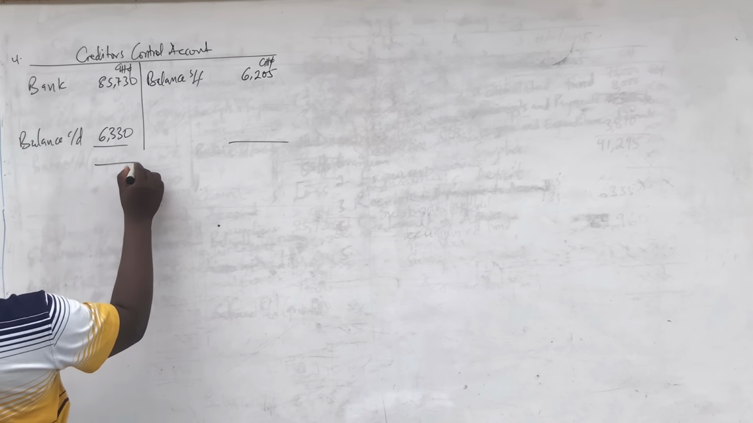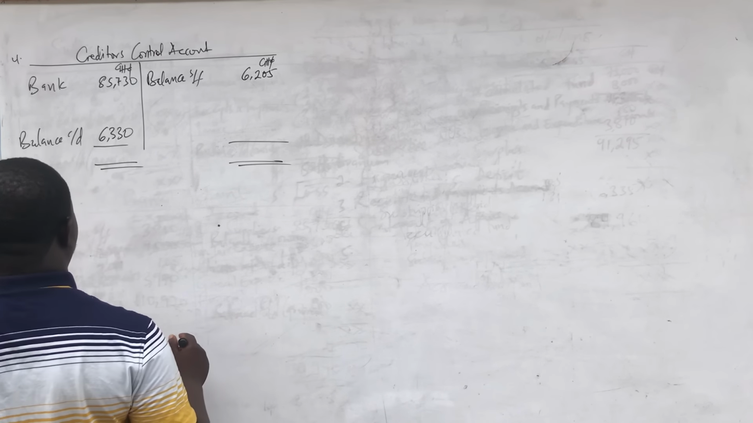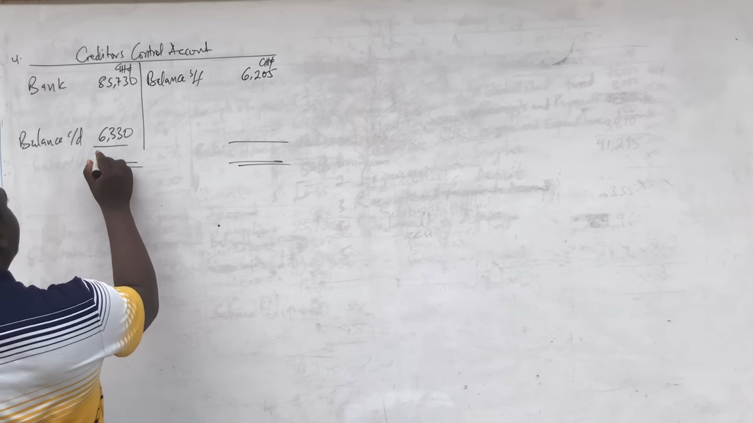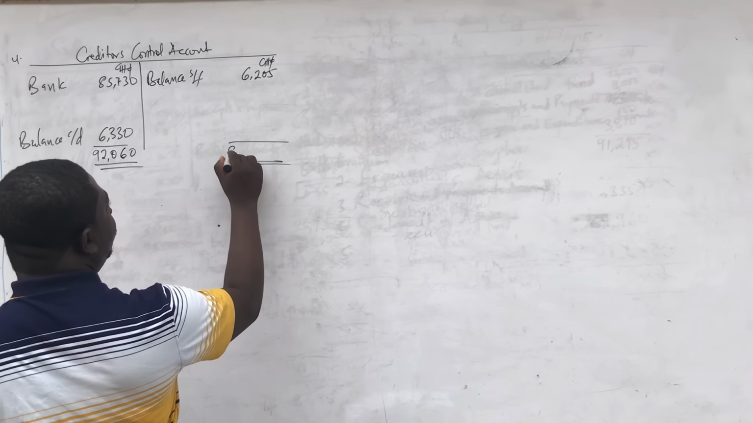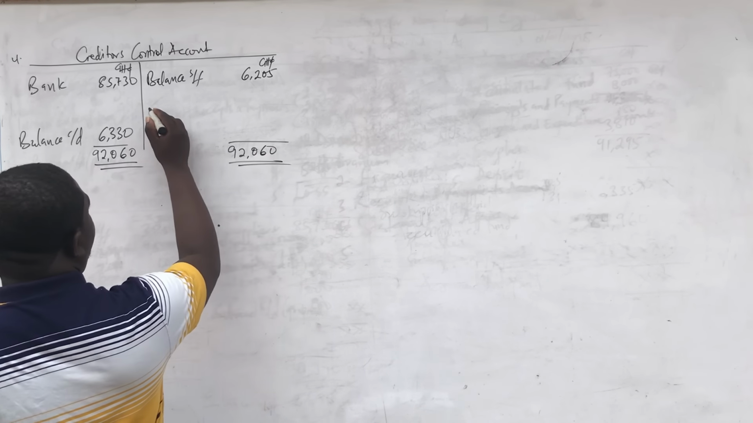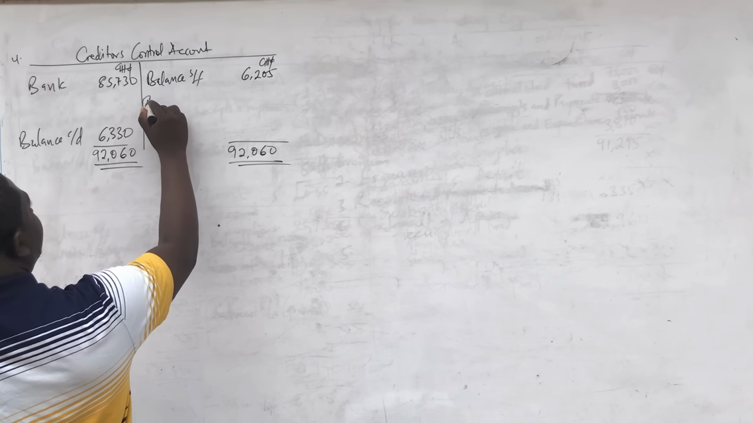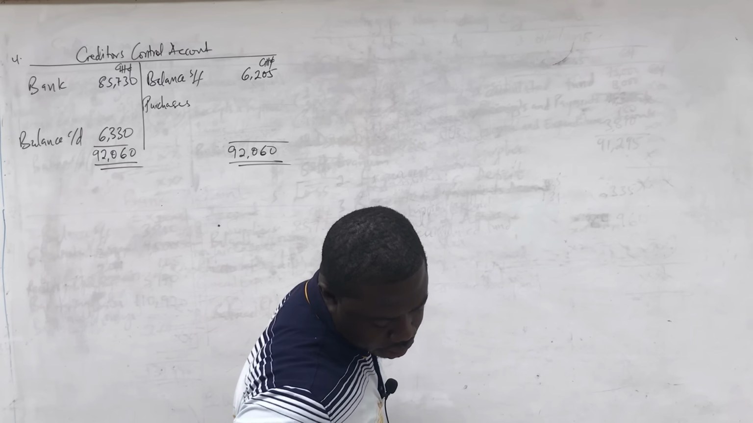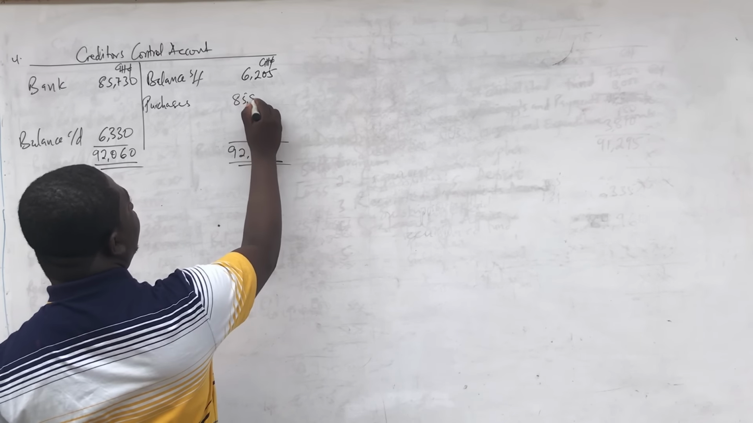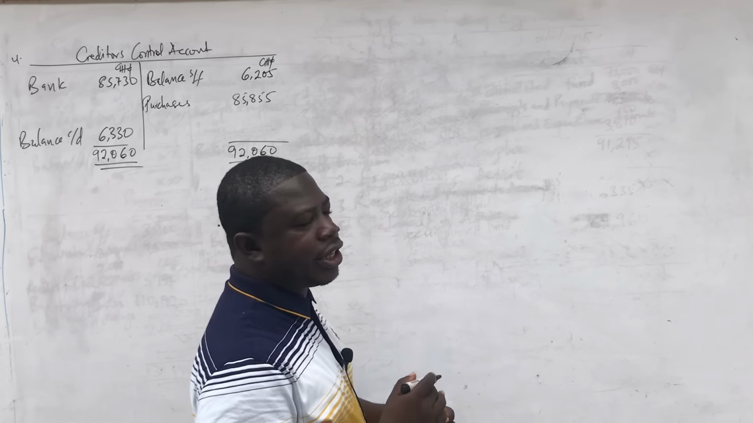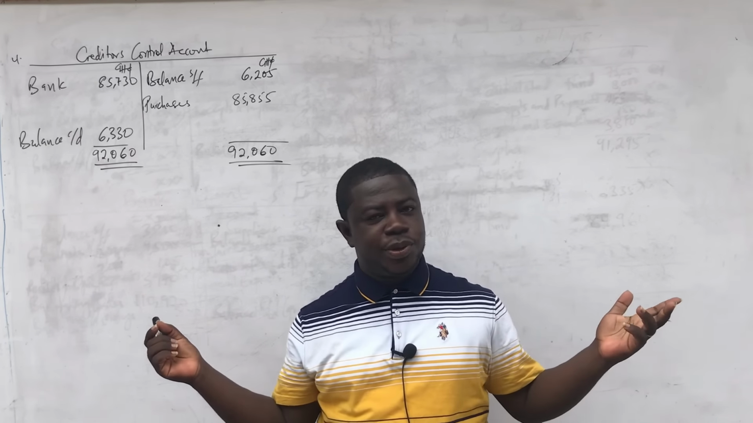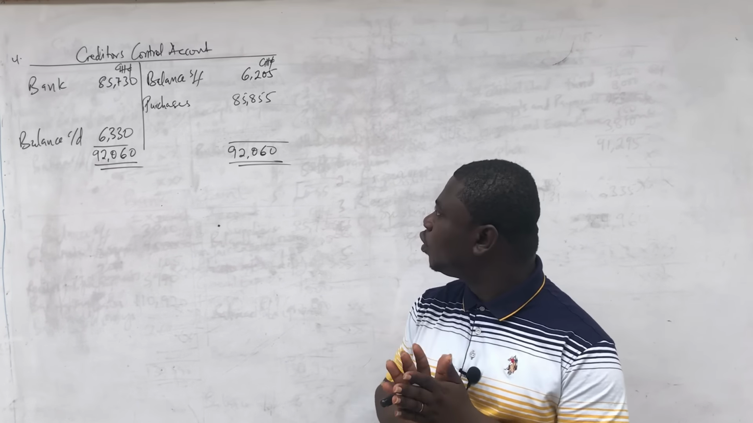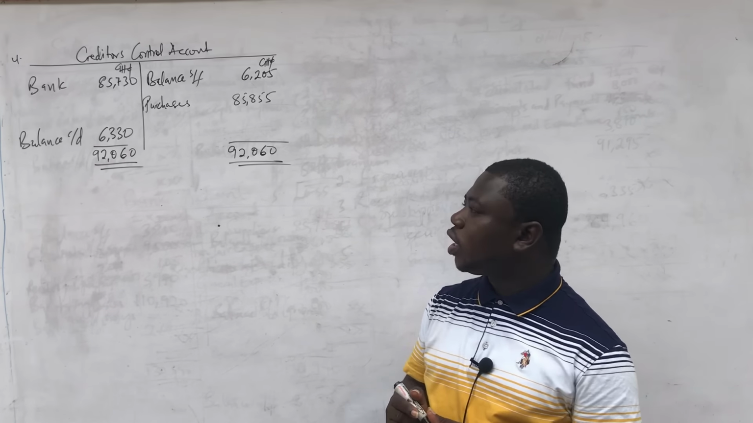And that is all. So we can just balance off this account as simple as ABC. And then we'll find the total. The total is 92,060. So that will be for both sides. And therefore the difference will come as purchases. This is a control account. So the difference comes as credit purchases. And the amount is 85,855. That is our credit purchases for the period. But because there is no cash purchases, straight away it goes as our total purchases for the bar. So that is how your creditors control account is going to be like.